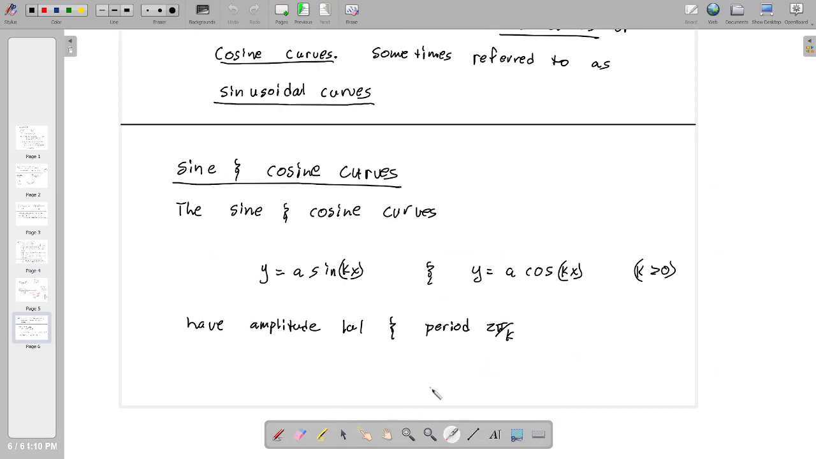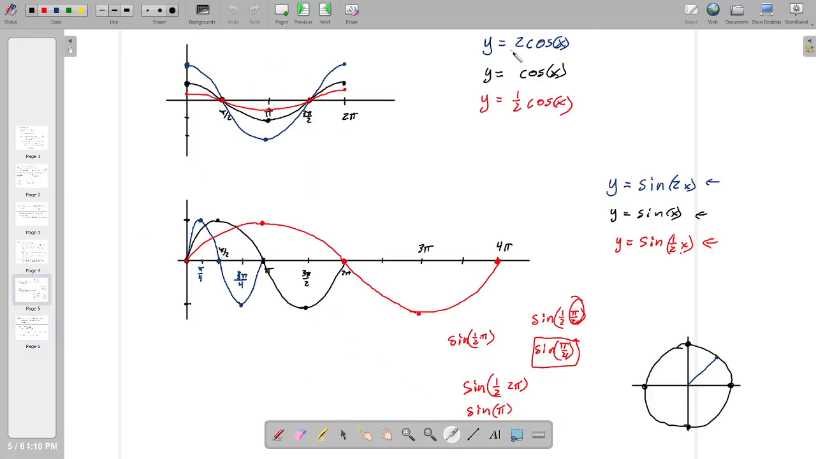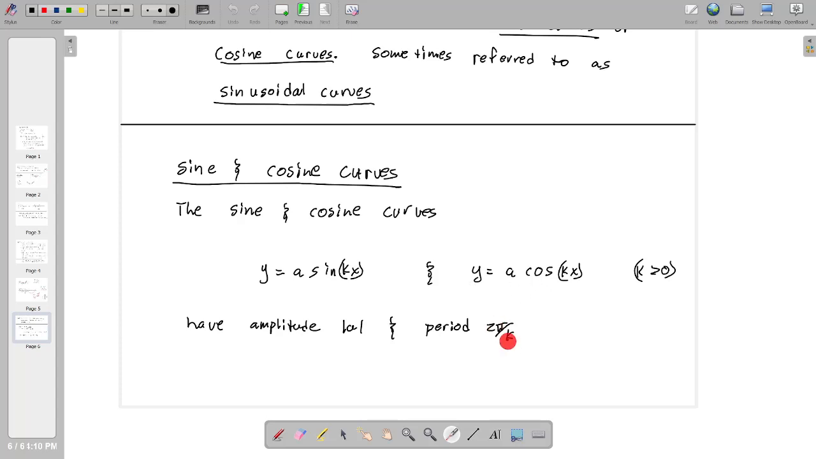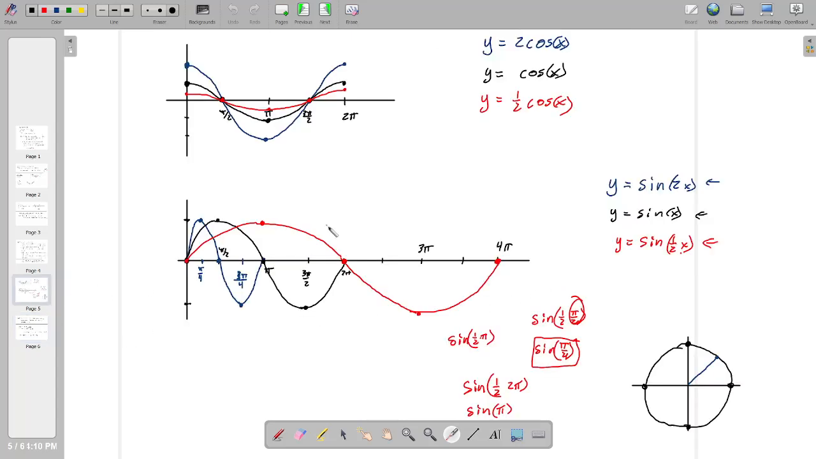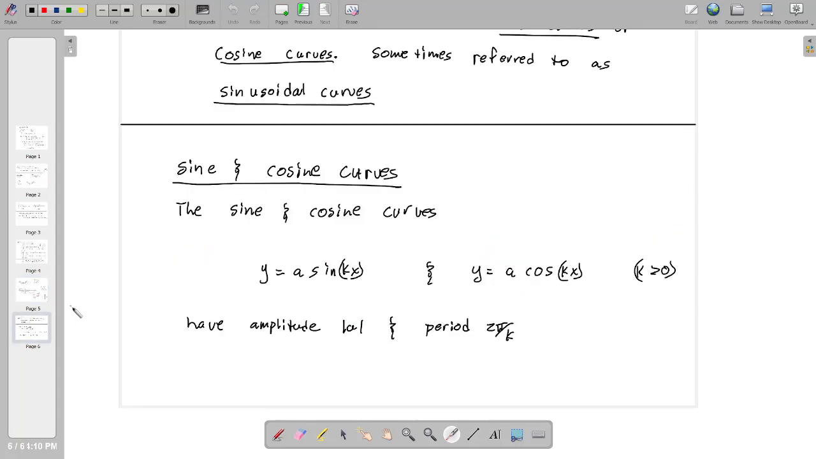And this is how we find it with these curves. Absolute value of A, and that should be noted here. We had an amplitude of 2, amplitude of 1/2, and then 2 pi over k. And if you look at these graphs, you'll see that if you take 2 pi divided by the number in front of x, you'll get the exact period.